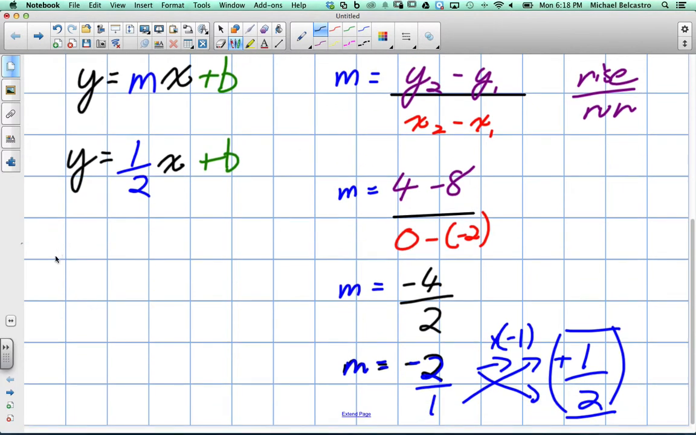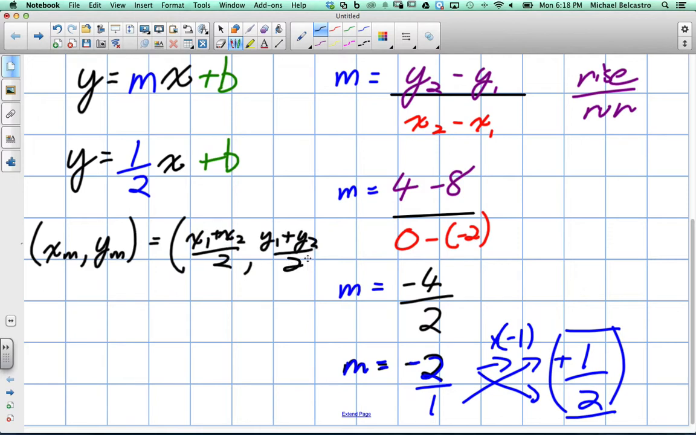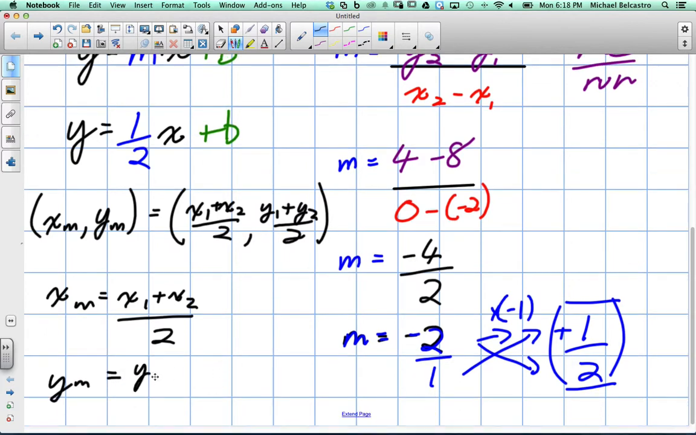If you recall midpoint, sometimes it's written like this: x midpoint and y midpoint are equal to x1 plus x2 divided by 2, y1 plus y2 divided by 2. Or some people write it like this, which is sometimes easy. The x value of the midpoint is equal to x1 plus x2 over 2. And the y value of the midpoint is equal to y1 plus y2 over 2. Okay? Do these formulas look familiar? At least this one for midpoint?